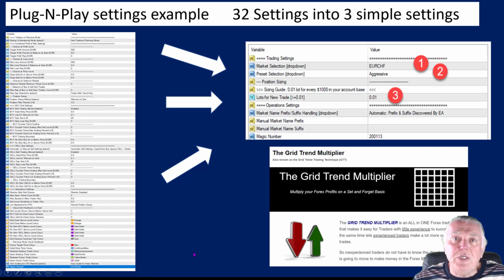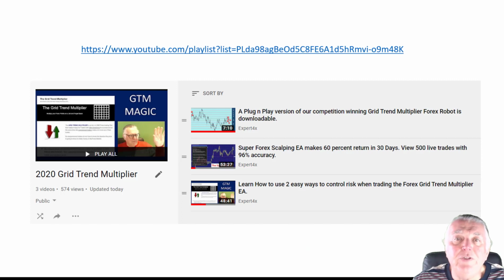So that's the beauty of plug and play versions, and obviously what we do is we build the best settings into those plug and play versions. And today we're going to be looking specifically at the Grid Trend Multiplier. Now I'm not going to go into the way the Grid Trend Multiplier works, but you can get more information by going to the playlist that we have for the Grid Trend Multiplier this year, and we've got over 50 other videos that you can look at about the Grid Trend Multiplier in other years.